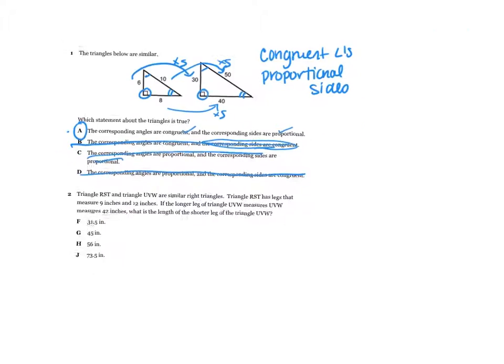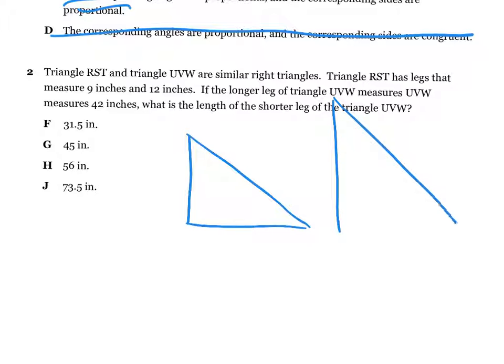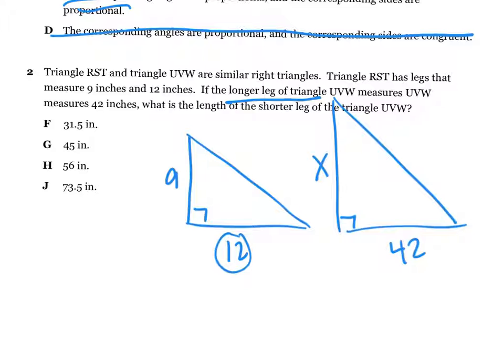Okay, look at number 2. Triangle RST and triangle UVW are similar right triangles. Triangle RST has legs that measure 9 inches and 12 inches. If the longer leg measures 42 inches, what is the length? Okay, so I'm going to draw 2 right triangles. And so then I'm going to label what they gave us. I know they're not looking similar, but we have 9 and 12. And then they say the longer leg is 42. Well, 12 is the longer leg, so 42 would be the longer leg here. And then I would put an X right there.